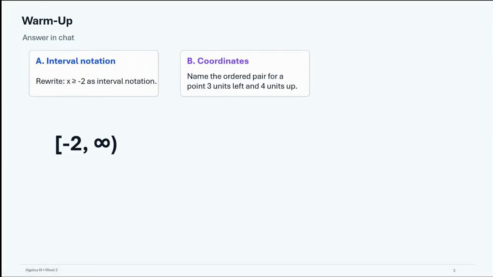All right, this one I'm going to let you put in the chat. Coordinates. If we're talking about a point on the graph, name the ordered pair for a point that is 3 units left and 4 units up. Left of what? Up from the origin. If it's on a graph, from the origin, what is the coordinates for the ordered pair that's 3 units left and 4 units up?